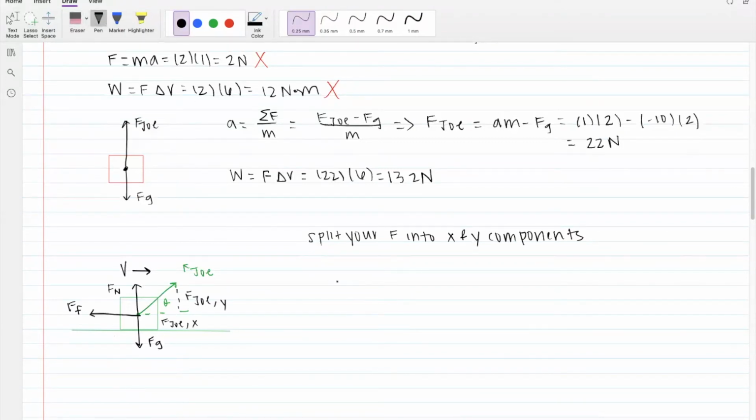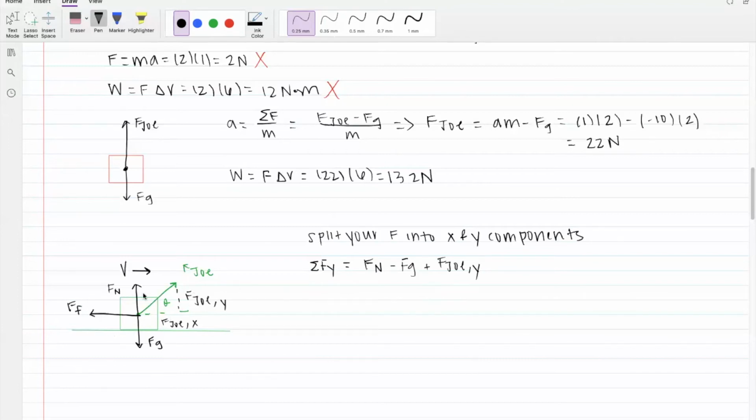So let's sum all the forces in the Y direction. We have F of n, which is positive, so we're going to keep it positive, minus F of g because the force is applied downwards. And then we also have the force that Joe applies in the Y direction. Because this is going upward, that's going to be positive.